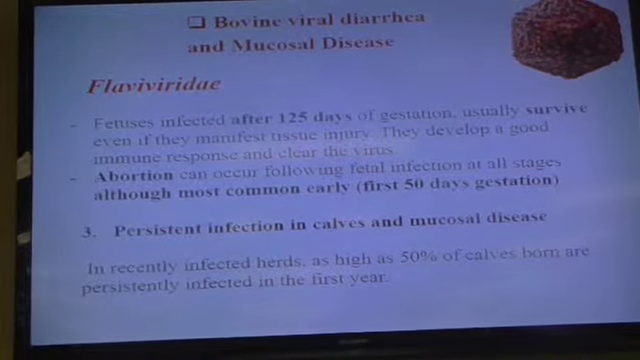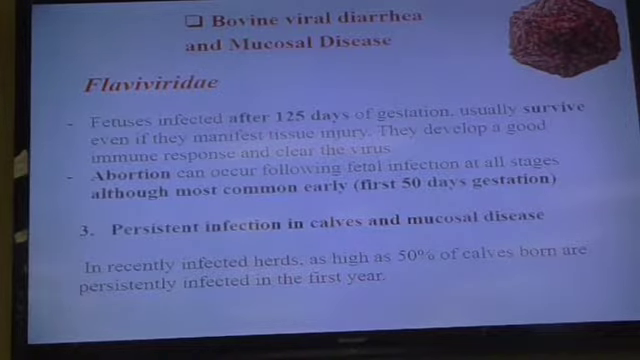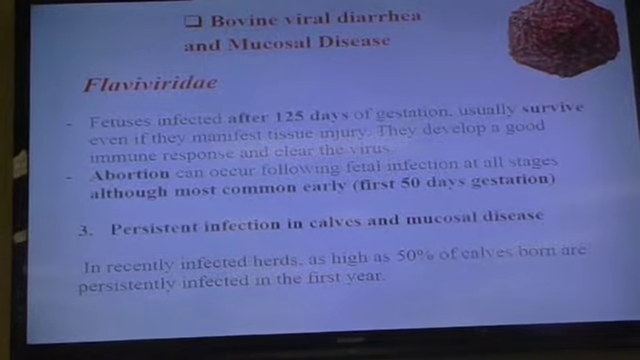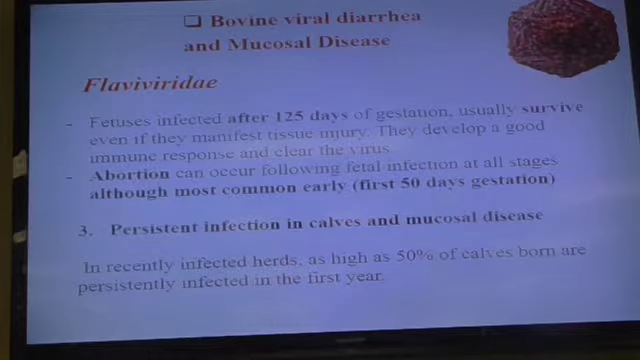immunity, but that immunity is very preliminary, or very poor, because it's only for the viruses that it encounters during pregnancy. So for the viruses that are outside, the newborn cannot resist their infection. As a result, they are completely dependent on their mother's immunity. Okay, so although abortion can occur at all stages, the most common is the first 50 days of gestation.